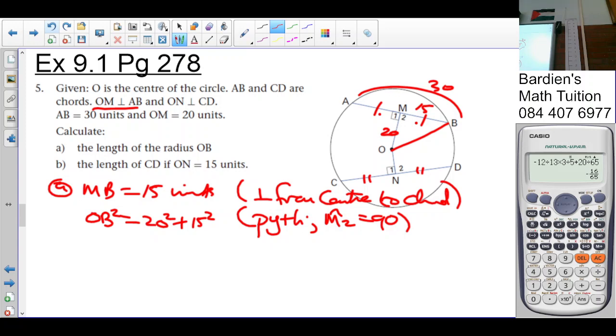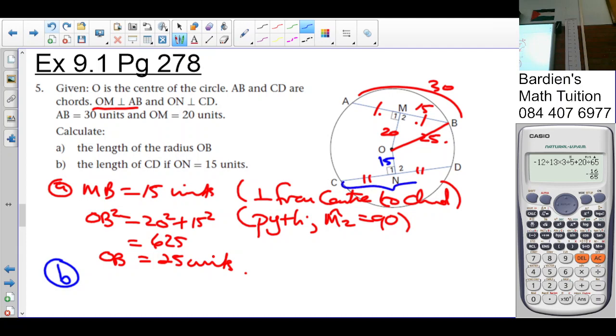So, that then gives us 625, I think. Let's check there. And OB works out to be 25 units. Okay? So there is 25 units. Now, in the B part of the question, the second part of the question, we are asked the length of CD, if ON is 15. So ON is 15, so CD. So CD is this whole length here. But I can't use Pythagoras for the whole length. Pythagoras will actually work out either CN or ND.